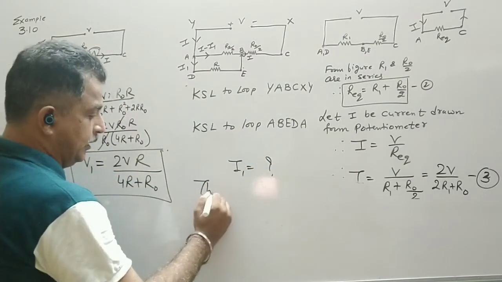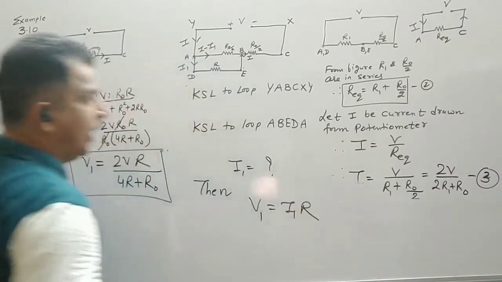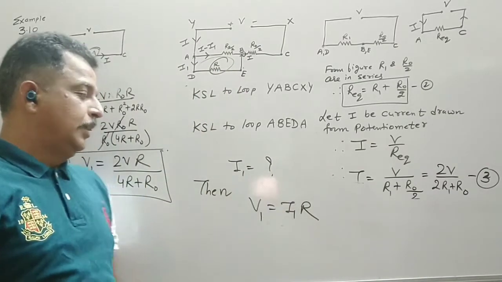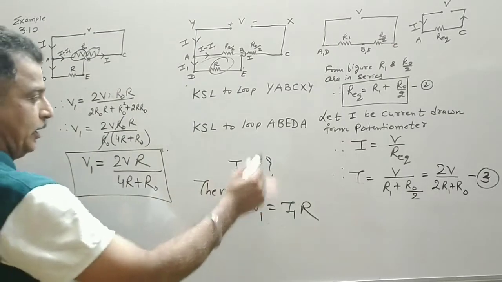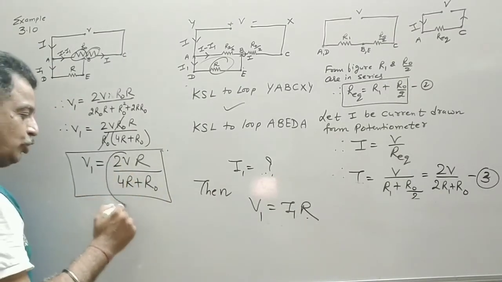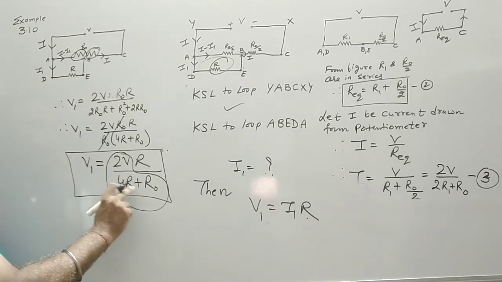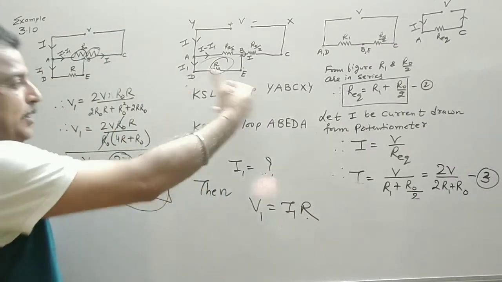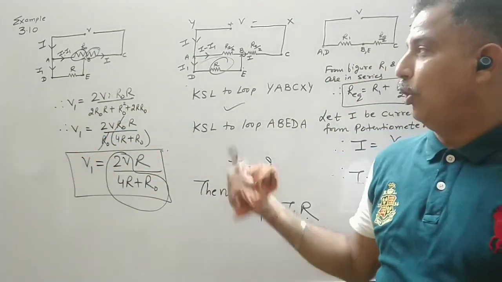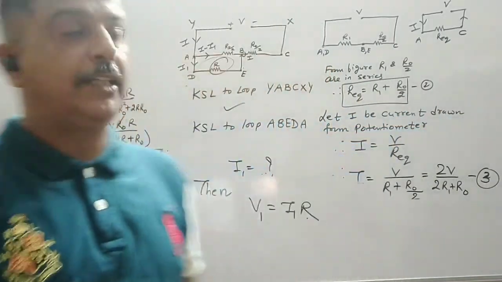And then I can write V1 is equal to I1 into R. Then we apply the Ohm's law here. So whatever value you get for I1, what will be the value of I1? If you solve this, this was our answer. This is the R. So your I1 should come out to be twice V upon 4R plus R0. So this is how we can also apply the Kirchhoff second law to this example, and you verify the answer.